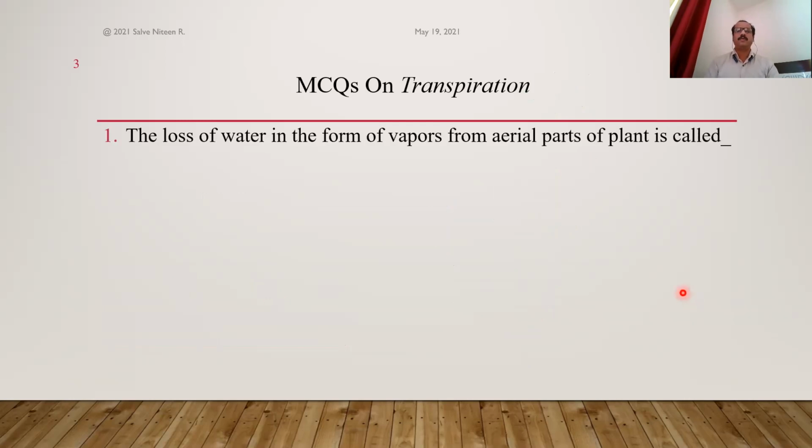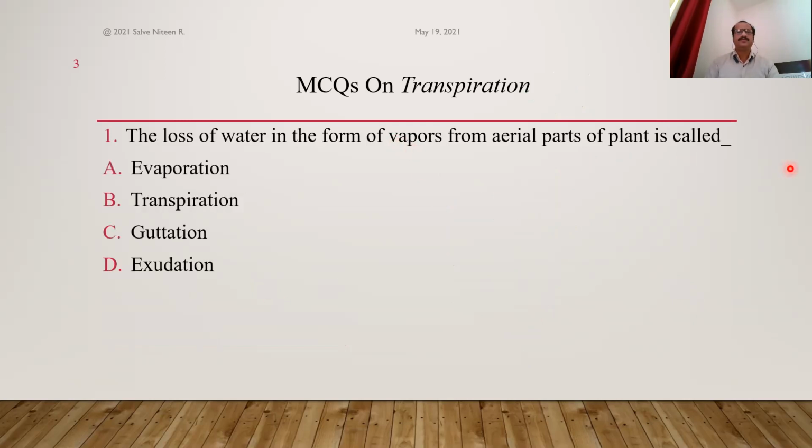The loss of water in the form of water vapors from aerial parts of a plant is called as. So this phenomenon is called transpiration. When there is a loss of water in the form of water vapors, in the form of gas, it is called transpiration. This is a very similar process to evaporation.